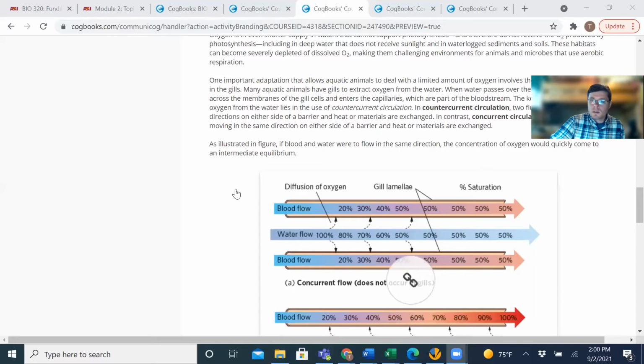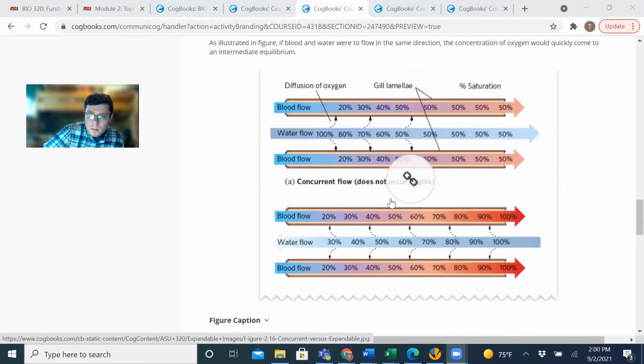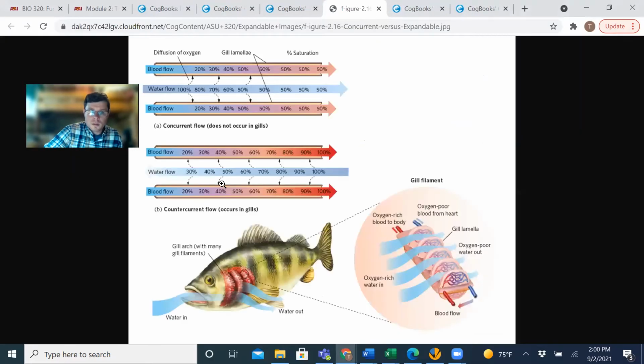All right. So this is the section that it's referring to. So we have blood flow going one direction. I can make this bigger. So this is when it does not occur. So the blood flow and the water flow. So I think your question was, is it concerning blood and water, right? So that's the two flows. So now in countercurrent, we have blood flow going in one direction and water going in another direction.